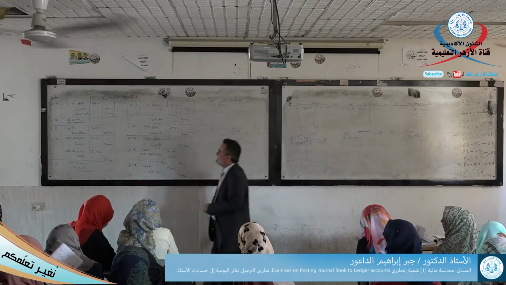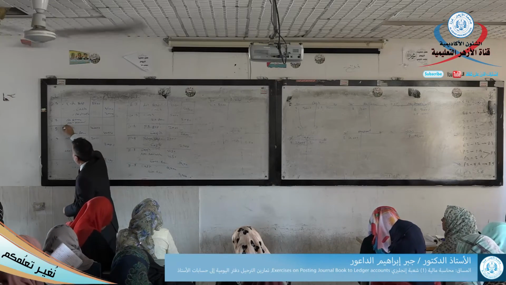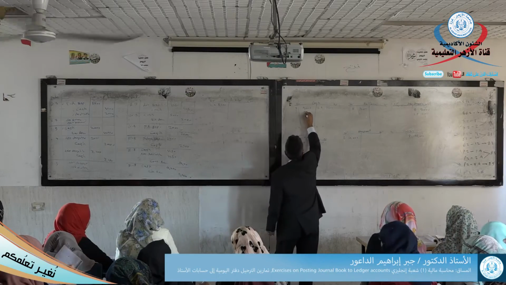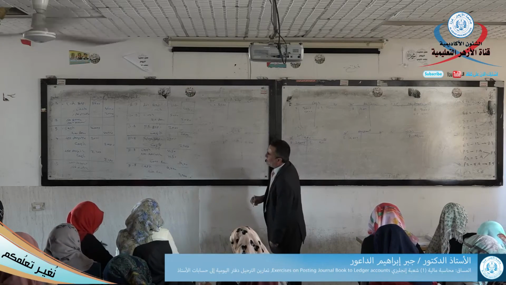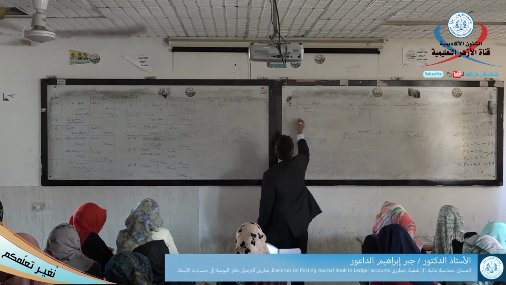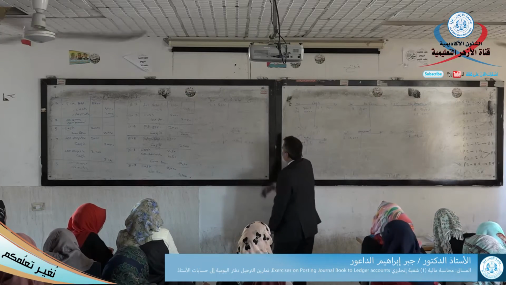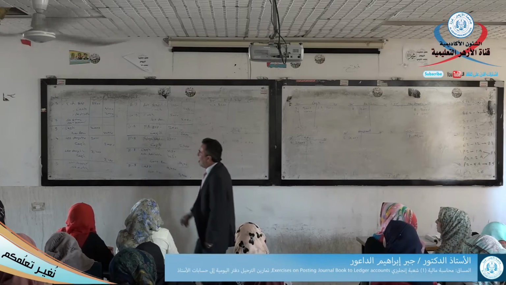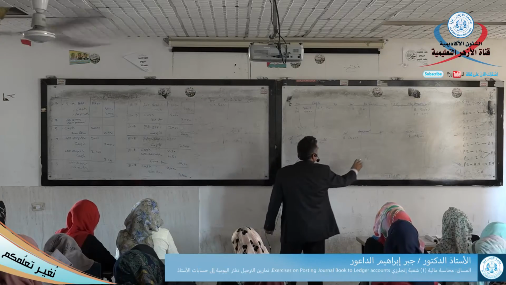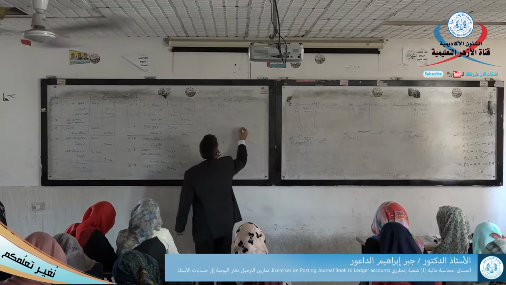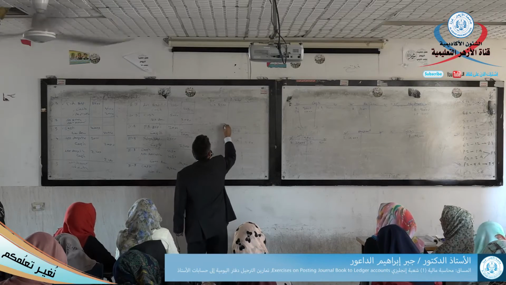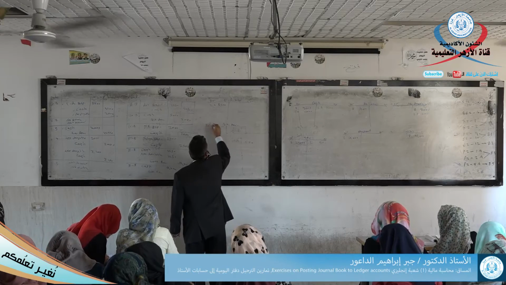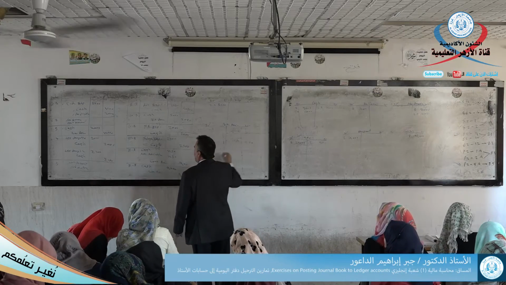Second entry. Cash, debit. Cash 4,000 on the debit side. Admission revenue: open a new account for admission revenue, $4,000.